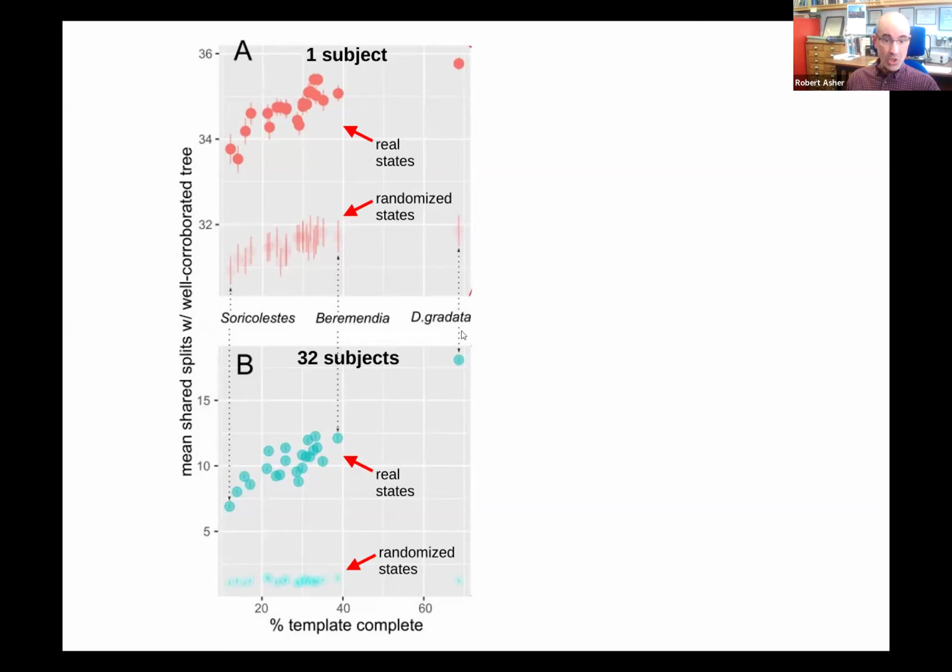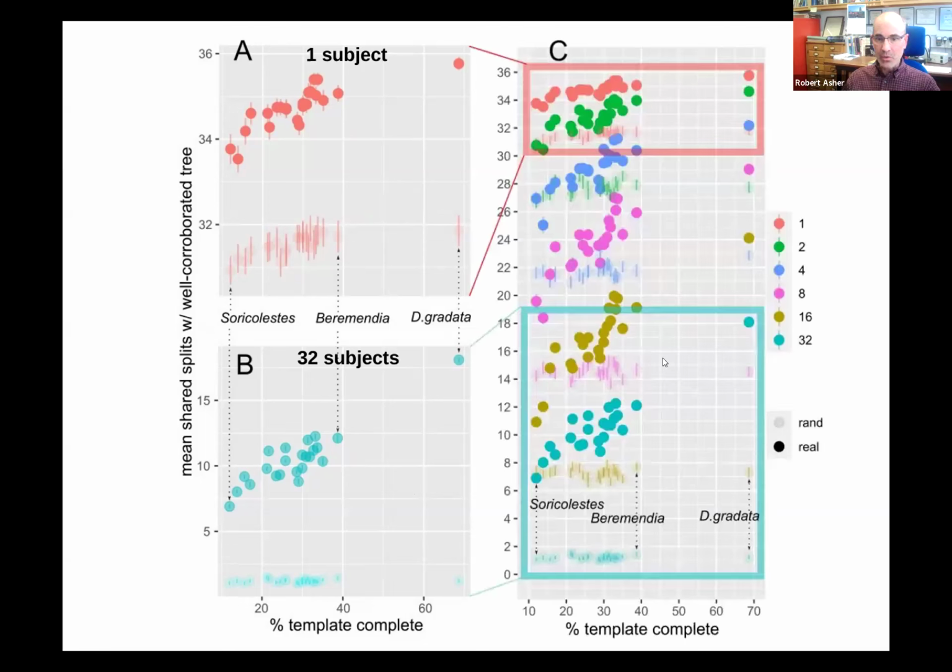But the slope is pretty good. So as your fossil templates are getting more and more complete, the results are better and better. And this is an example of statistical consistency. You throw more data at a given problem, and your results get better, at least using our well-corroborated tree as a standard.